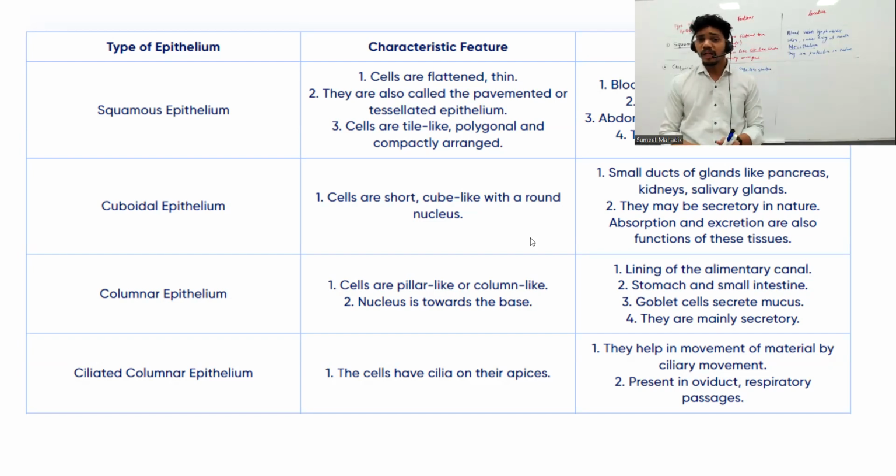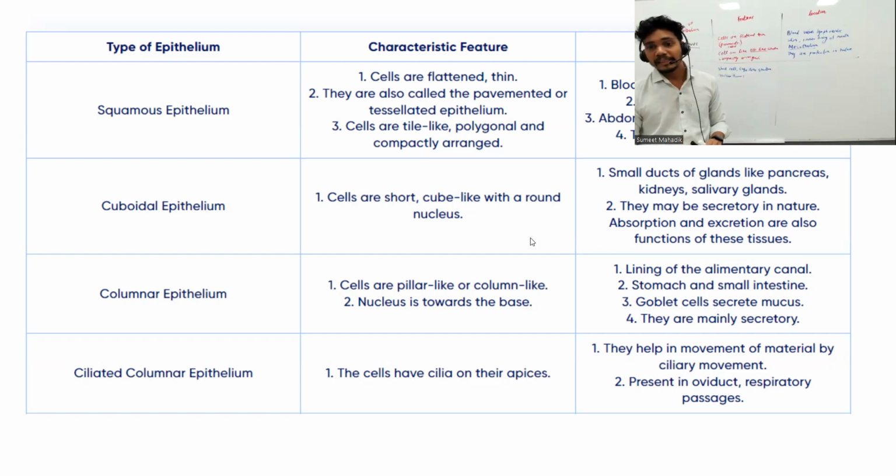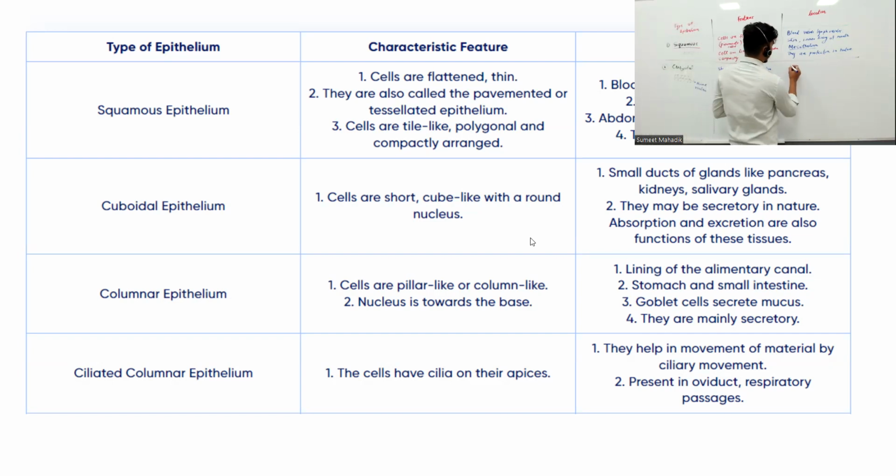So small ducts of glands like pancreas, kidneys, and salivary glands. Why are they found over here, in case of small ducts? Does anybody know? Come on, think about it.